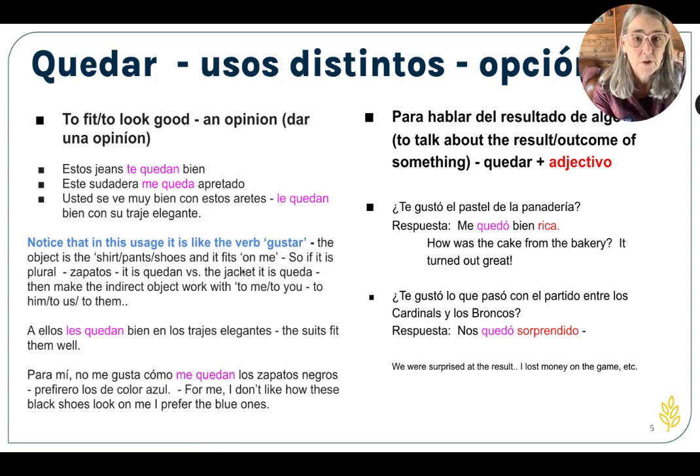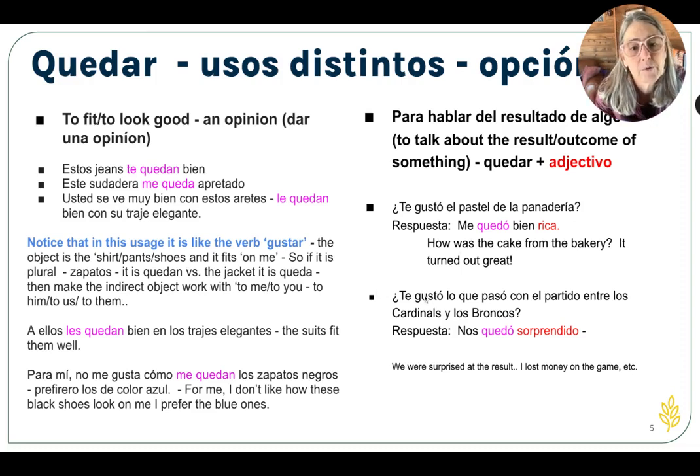Opción dos, which is right here on the next panel to the right. Para hablar del resultado de algo, to talk about the result. So we talk about quedar and we use an adjective after. Here are some examples. ¿Te gustó el pastel de la panadería? Respuesta, response. Me quedó bien rica. So me quedó, it seemed to me, it turned out great, right? It seemed to me. So it's kind of like to seem or to turn out, but it's an opinion for sure. But it's more like the result of it was good or bad.